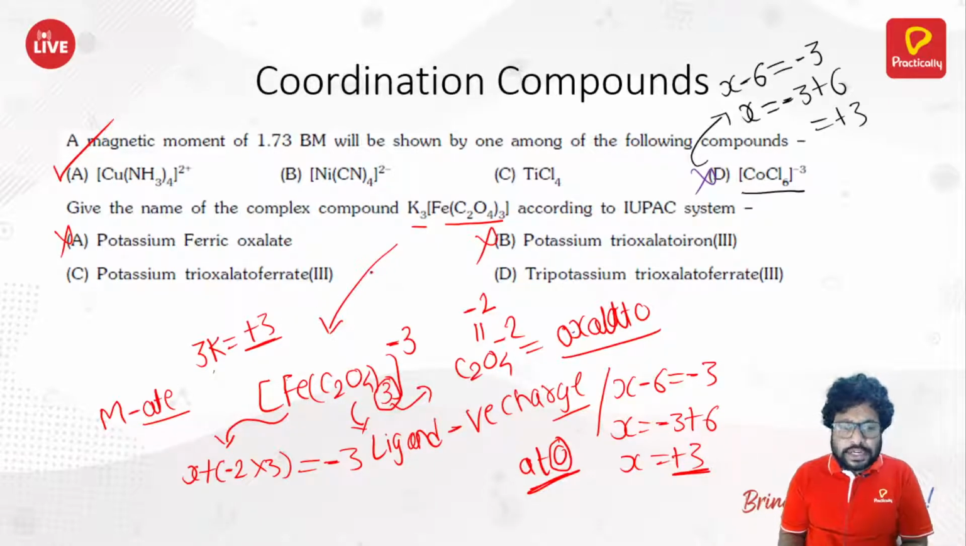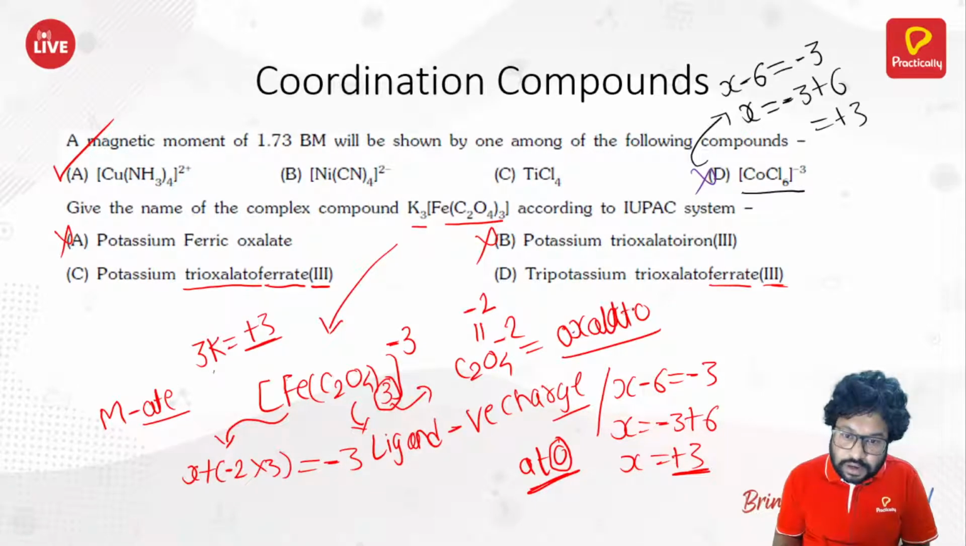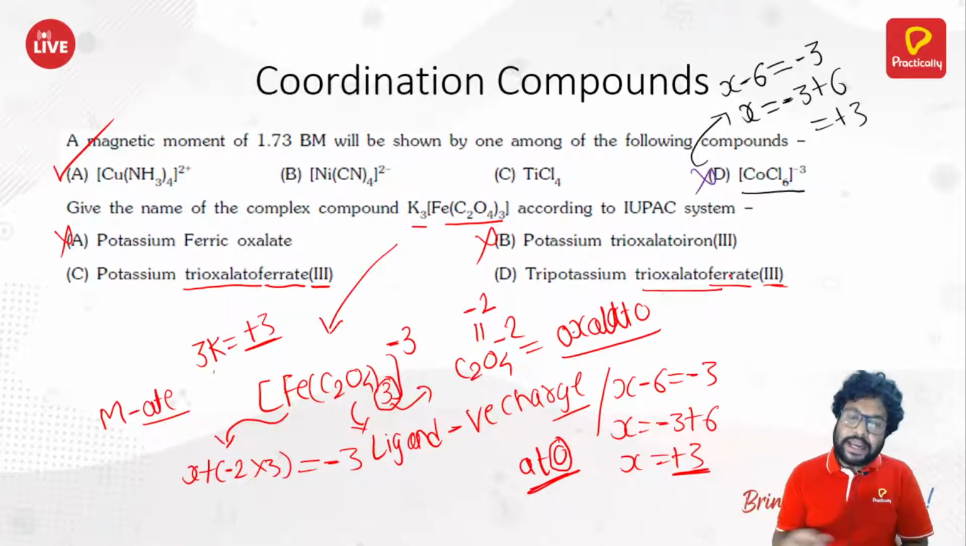In both options, the iron is in +3. In both options, they are saying ferrate. Oxalato are 3, so we call it trioxalato, and both options say trioxalato. So till here, everything is the same. What remains is that in option D, they are saying tripotassium. There is no need of that.